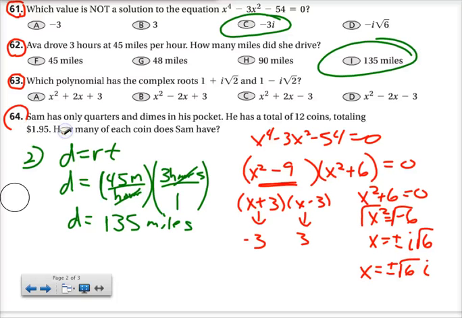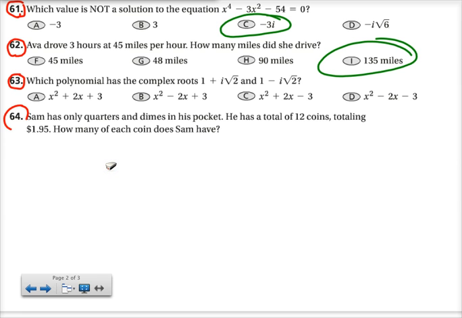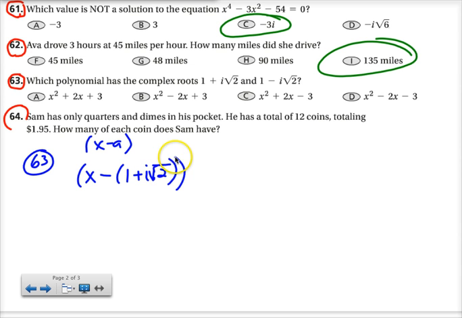Then, number 63, I gave you one of these earlier this year as a challenge problem, and I hope that you're able to follow along a little better with this one. If not, do it yourself. And that's because we know all of our roots, our zeros, come from the form x minus a. So this will be x minus 1 plus i square roots of 2. And then we'll have x minus 1 minus i square roots of 2.